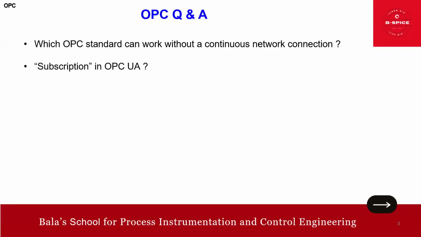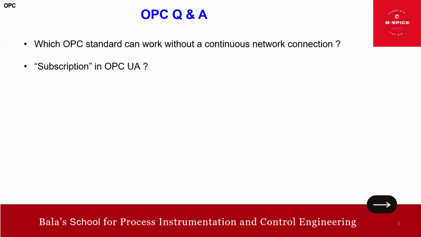There are a few more to add on. The subscription. What is a subscription? Basically, in OPC UA, a subscription refers to the client requesting to be notified when specific data changes. This mechanism reduces unnecessary data transfer by only sending updates when data changes. That is the point.